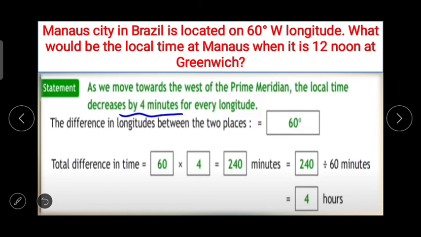So the difference in longitude is 60 degrees, total difference in time 60 into 4, that is 240 minutes, and 240 divided by 60 minutes is equal to 4 hours. As Manaus is located to the west of Greenwich, the local time of Manaus is behind Greenwich time by 4 hours. So when it is noon at Greenwich, it would be 8 in the morning at Manaus, because the time is decreasing.